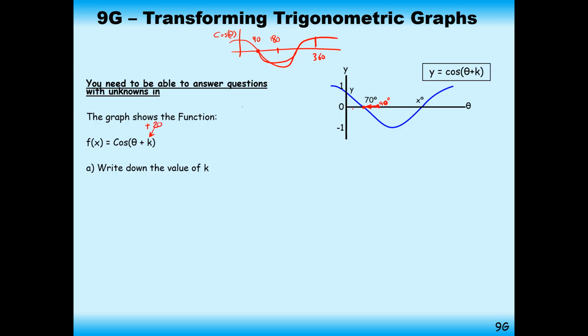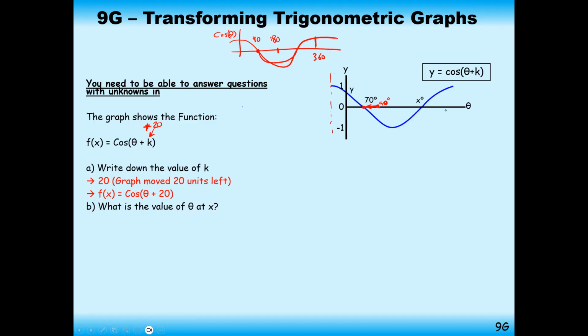All right, so if you add 20 inside of the bracket, it's as if the x and y axis moved 20 degrees to the right, and the graph has moved 20 degrees to the left if you think about it. So that k is plus 20 there. All right, so you just have to think about graph transformations.